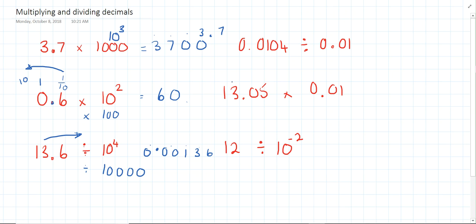Put it away. Alright, so we've got dividing by 0.01. Now what I want to do is ask you, can you rewrite that as a fraction? Because we've been doing some work on fractions. Wouldn't it be 1 over 100? It would. Dividing by 1 over 100.